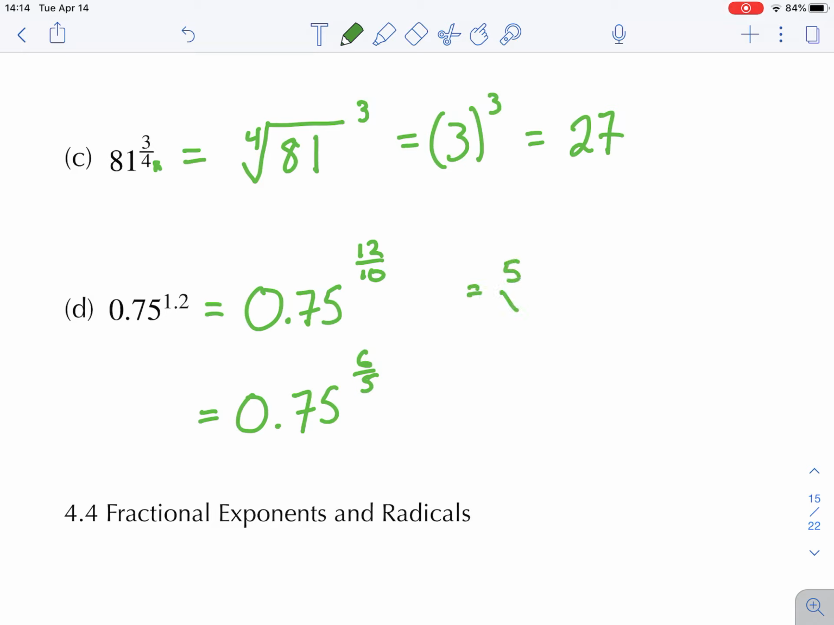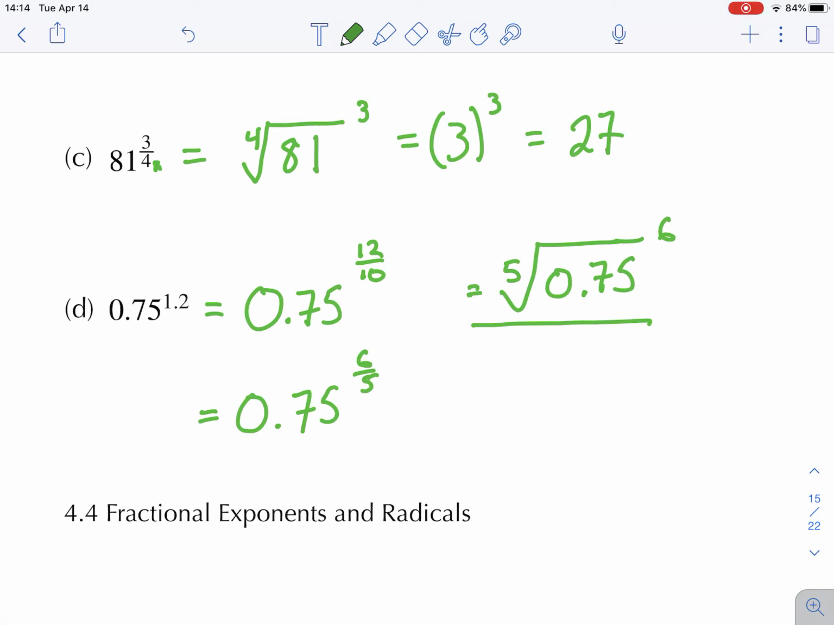Now, our denominator is going to become the index of our radical, the 5th root of 0.75 to the power of 6. Now, there is no easy 5th root of 0.75. The 5th root of 0.75 is some irrational number that doesn't terminate or do anything else for us, so there's no real easy answer to this one. We're going to leave it at this point. Should be able to evaluate that on your calculator.